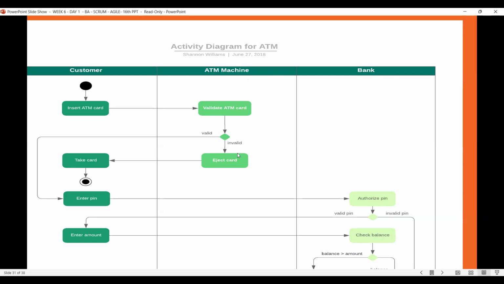In case it is invalid, the card will be ejected, and you can take the card and go home, and you can't make the withdrawal. As simple as that, right? But in case the card is valid, if you have put in the proper PIN number, or sorry, it's not even before, my bad, it's actually before entering the PIN.